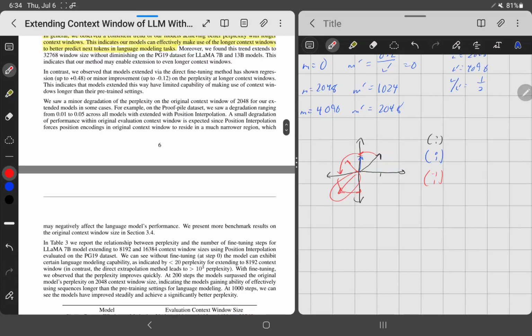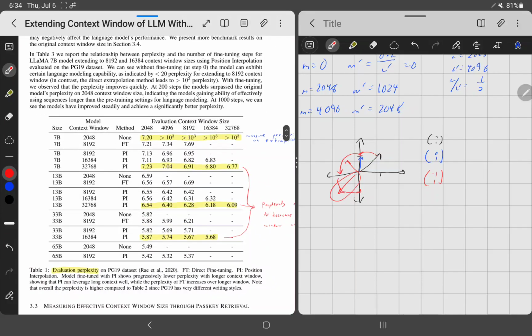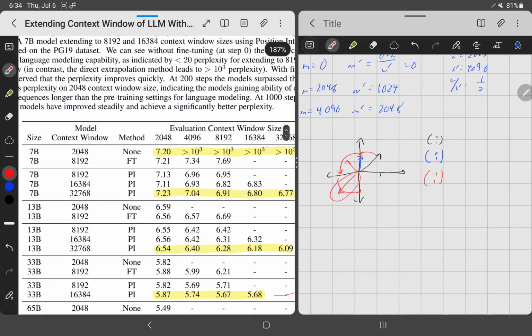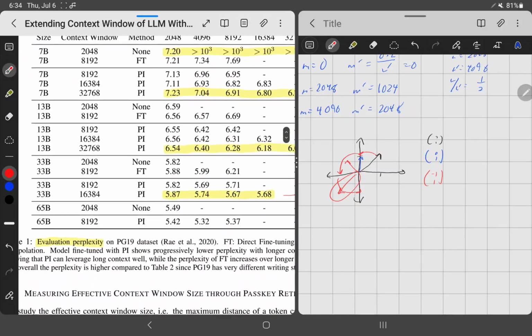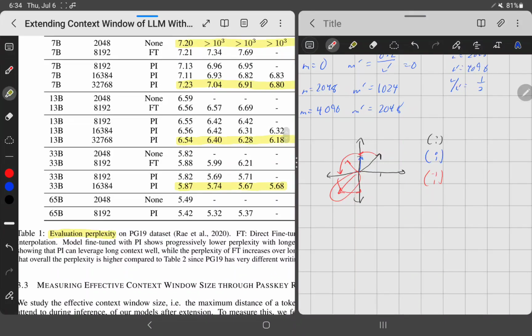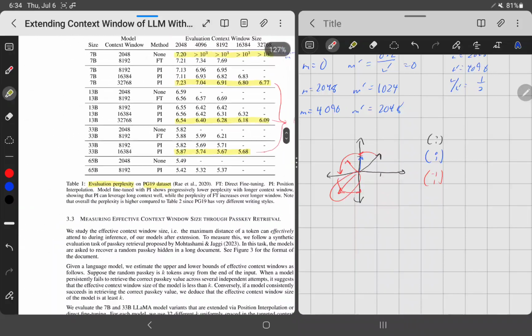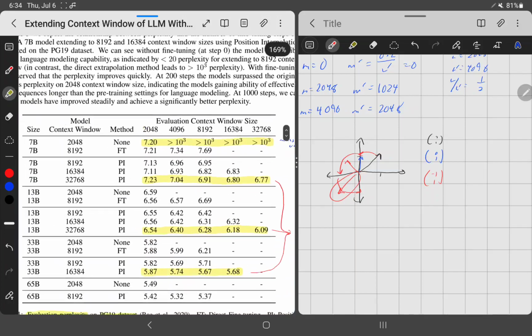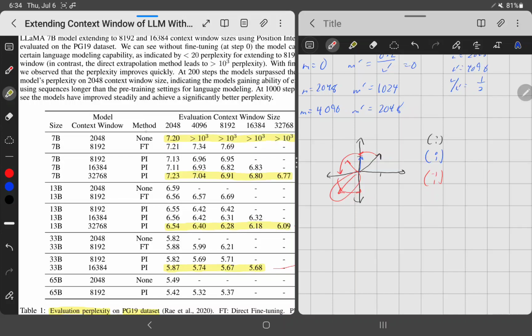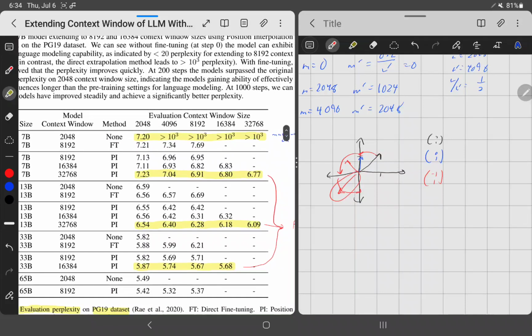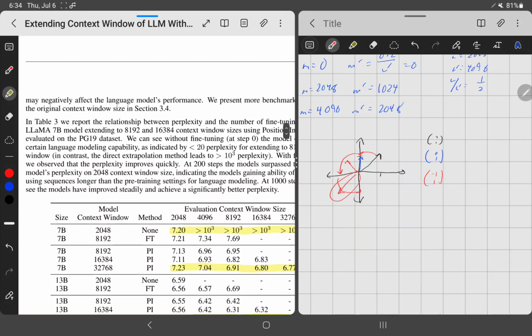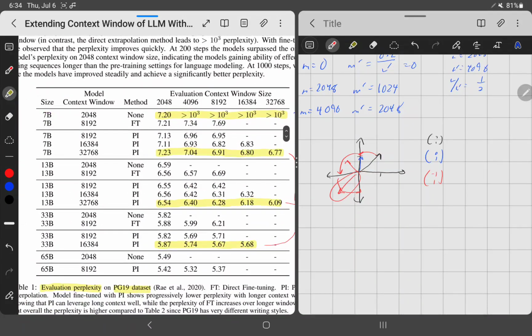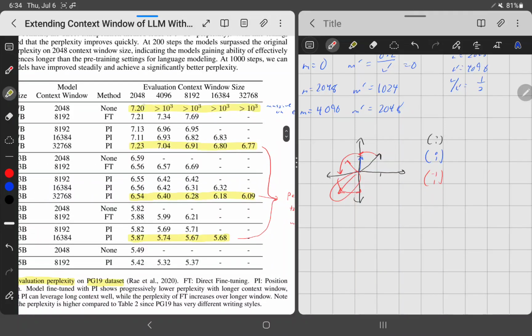Now let's see the results. Does this actually make it more stable? And the answer is yes. That's why they wrote this paper. In this first example, they evaluate on the PG19 data set. I don't know what this data set is, some benchmark. And they show if we have a context window of 2048 and we don't use any method, so we basically take our base model, I think they use Llama. They take the 7 billion Llama model, and the Llama model is trained on a context window of 2048, as seen right here.